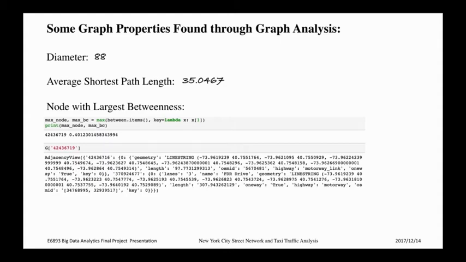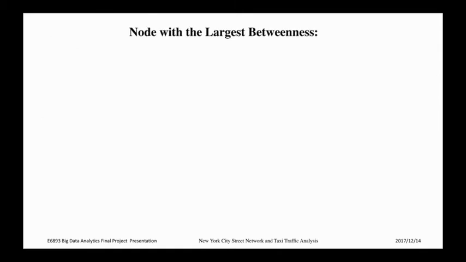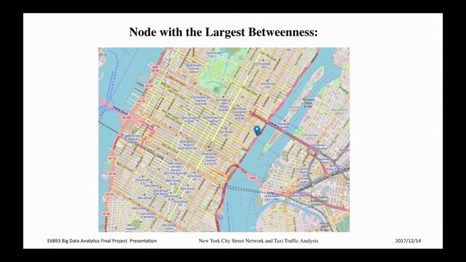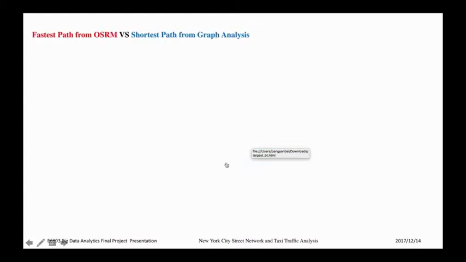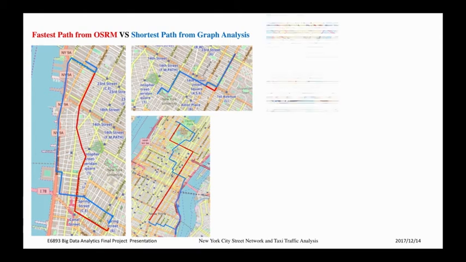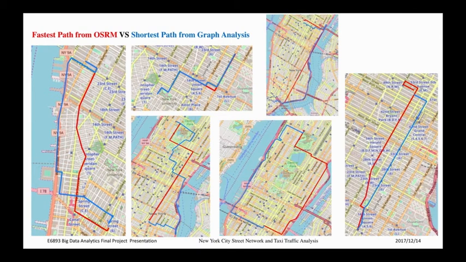Let's see where it is. When we mark it on the map, we can find it's on the Upper East Side. It's a motorway junction near FDR Drive. Beyond this, we could also compute the shortest path of two nodes. Let's check some examples of them. The red line is the farthest path extracted from OSRM data. The blue line is the shortest path that I computed based on graph analysis. We can see some very interesting features by comparing them.